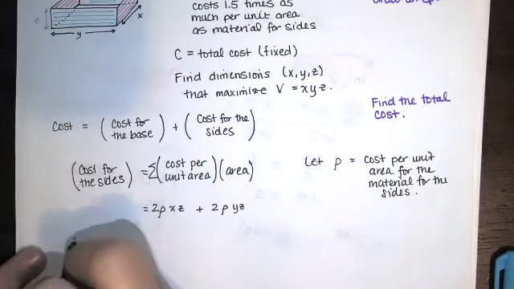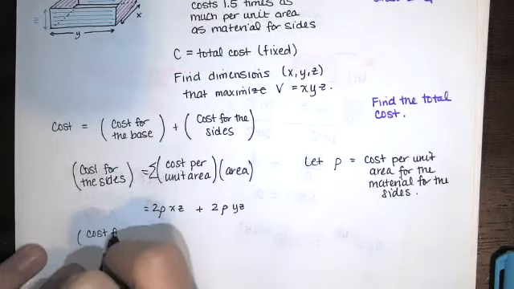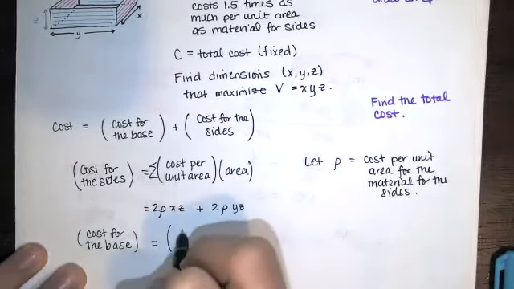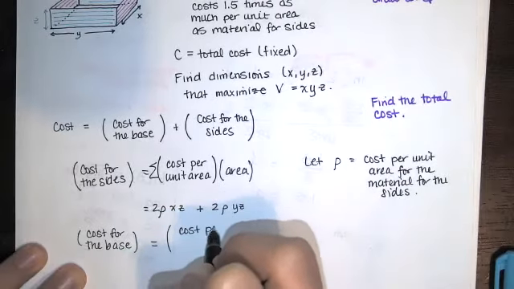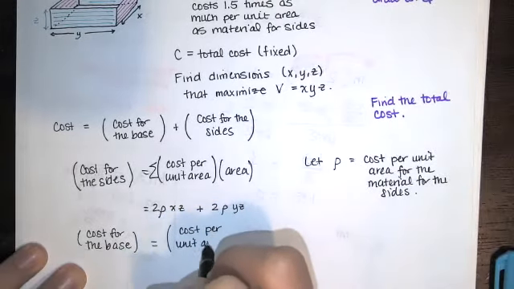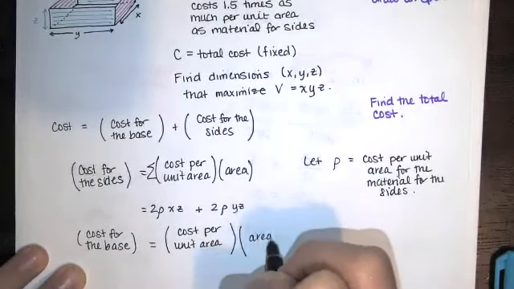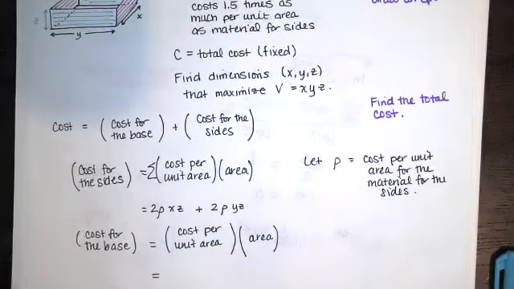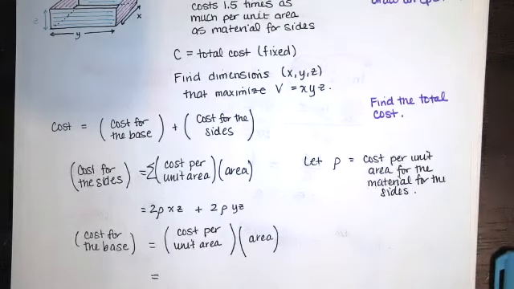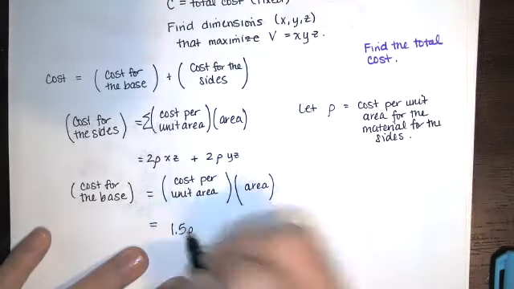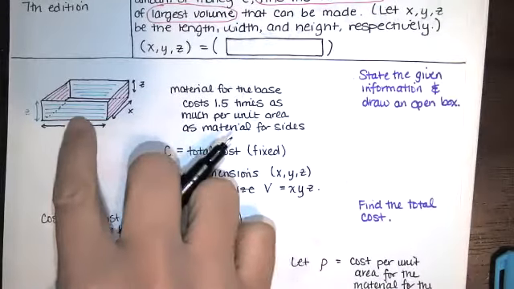Now the cost for the base can be handled similarly. We want the cost per unit area for the base, and then we want to multiply that by the area of the base. But this time, we were told that the cost per unit area for the base is 1.5 times the cost per unit area for the sides. So the cost per unit area for the base is 1.5 times rho.